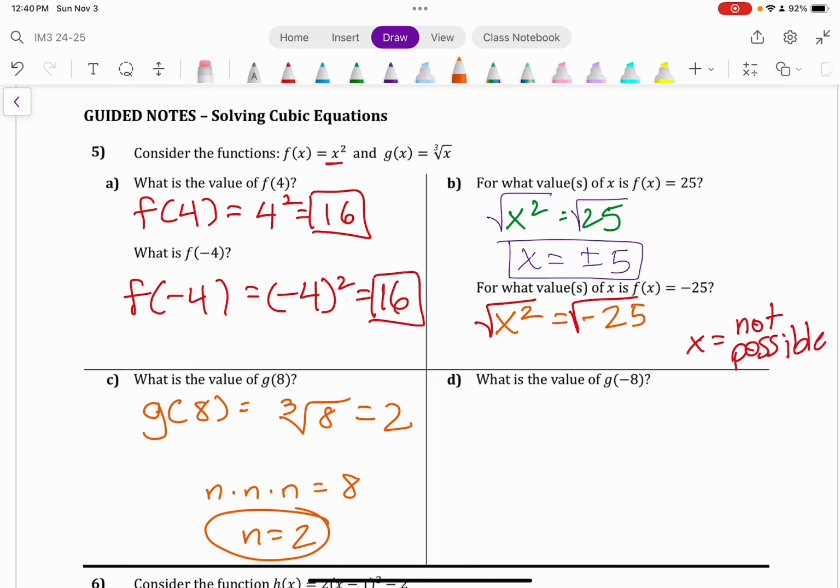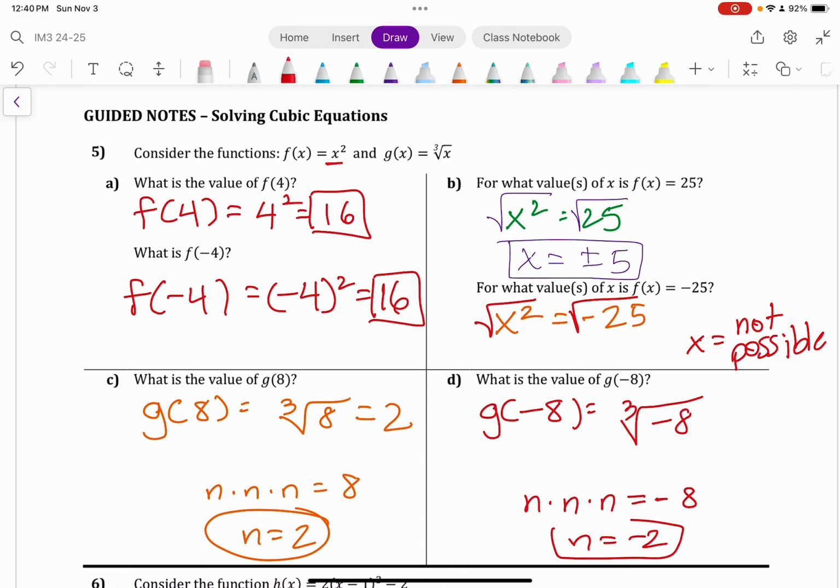All right. Same problem, different input. G of negative 8. It's the cube root of negative 8. So same thing. Some number times some number times some number, ideally the same number, of course, gives you negative 8. Well, that number is negative 2. And that's your solution.